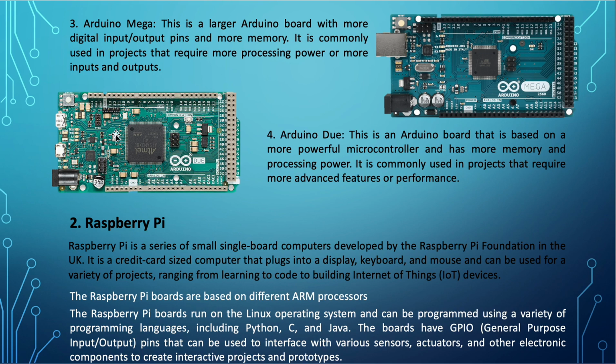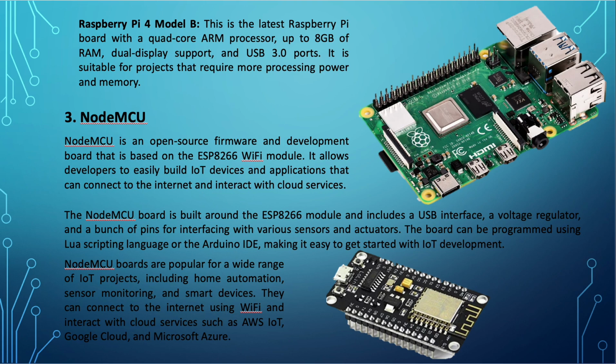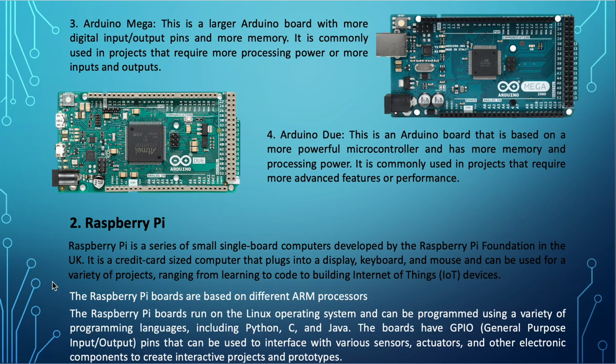Similar to Arduino, there are other embedded systems. The next most famous one is Raspberry Pi. Raspberry Pi is a series of small single board computers developed by the Raspberry Pi Foundation in the UK. It is a credit card size computer that plugs into a display and a mouse, and can be used for a variety of projects ranging from learning to code to building IoT devices.